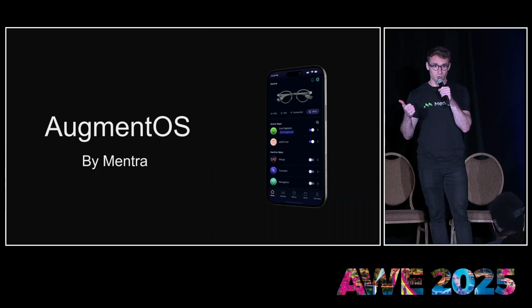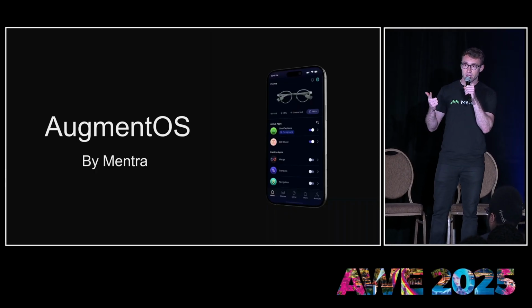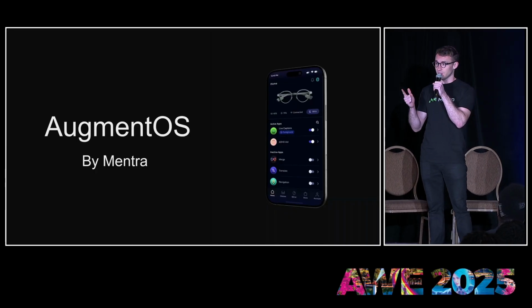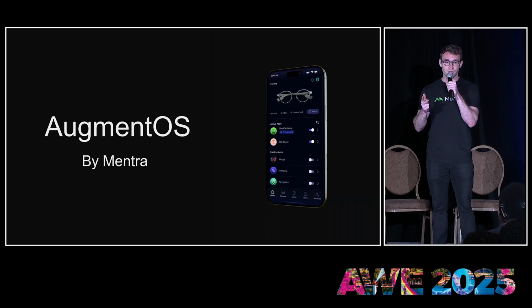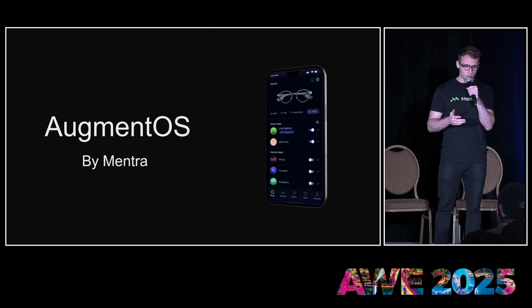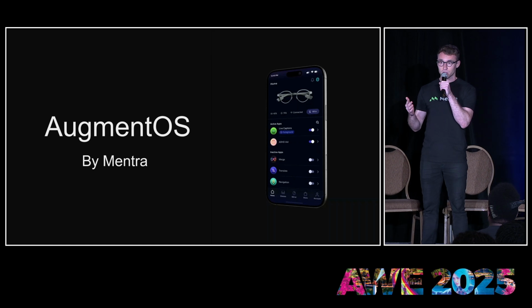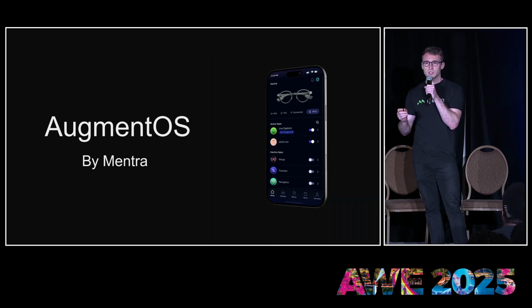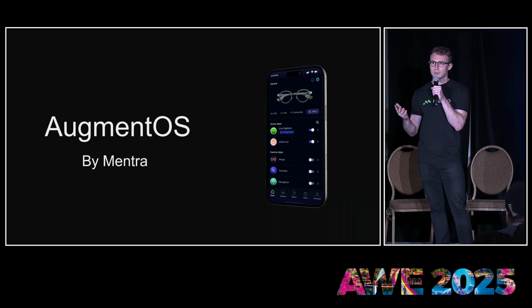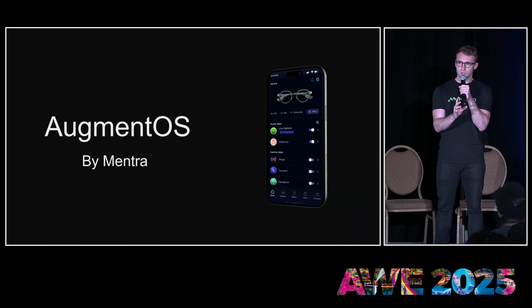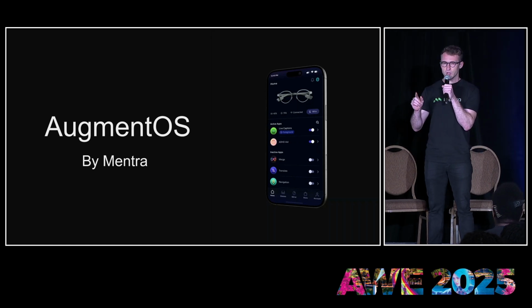We're building Augment OS. Augment OS is the operating system and app store for smart glasses. It's open source, it supports multiple pairs of existing hardware devices, and it's available now. So the first major unlock that Augment OS provides is the ability to build cross-compatible third-party applications. Cross-compatible means that you can write one app, and it runs on multiple different pairs of smart glasses.